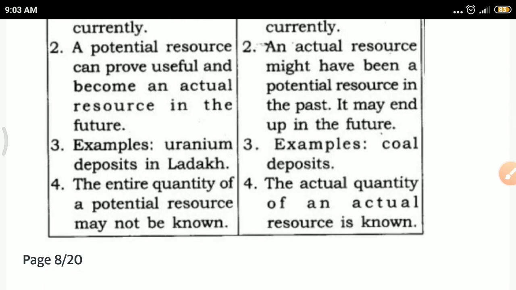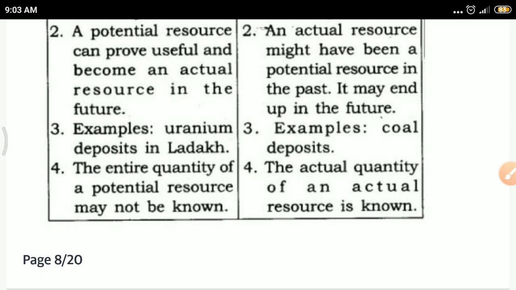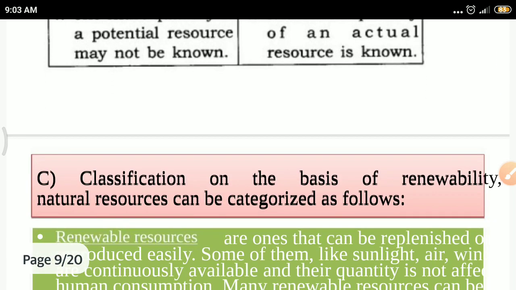What are the examples of these potential resources that we already learned? That is uranium deposit in Ladakh. And what is the example of an actual resource? That is coal deposit. What is another difference between potential resource and actual resource? The entire quantity of a potential resource may not be known because we didn't use it, but in the case of actual resources, the quantity is known. So that was the second classification.